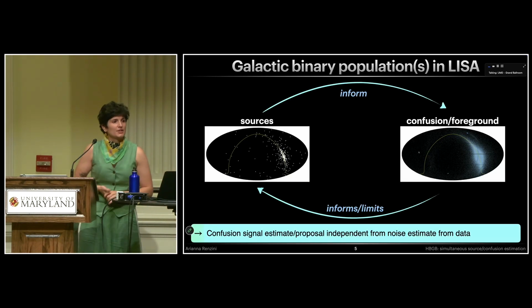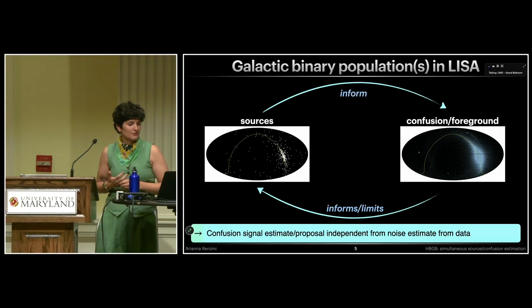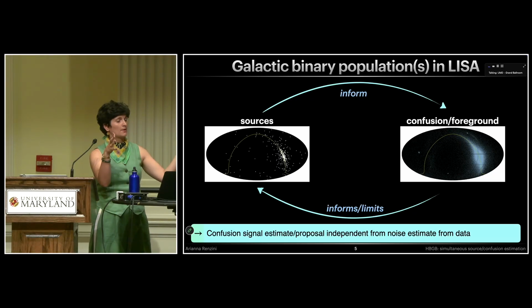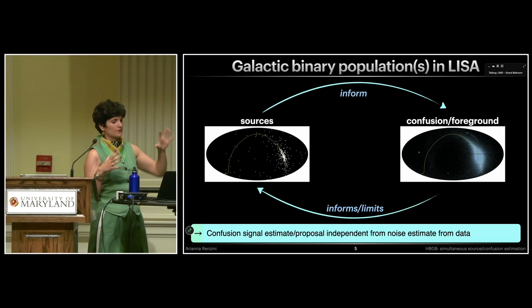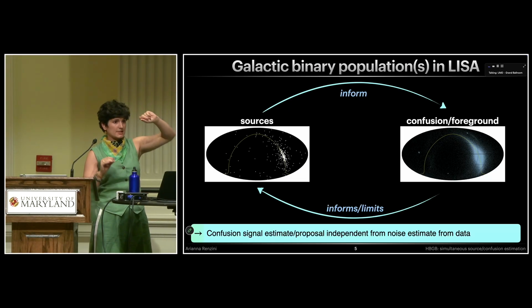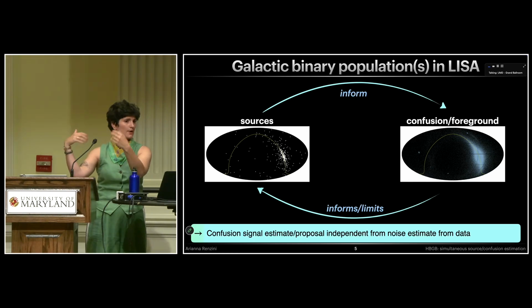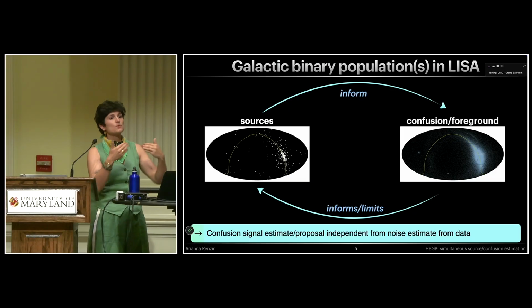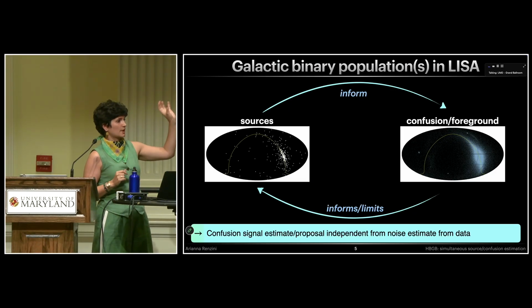So how do we leverage this relationship within a global fit? If these two sides, the resolvable sources and the confusion background, are expressions of the same population, we can leverage them to learn more and to actually have a handle on the global fit convergence within the parameter inference itself. So the sources inform on one side what background or what confusion foreground I can expect, and the confusion foreground itself also informs and actually limits through the noise estimate what sources I should be able to resolve.